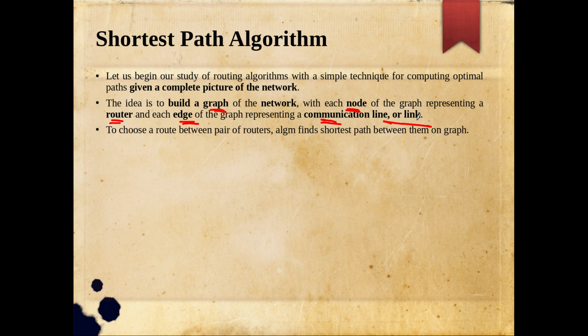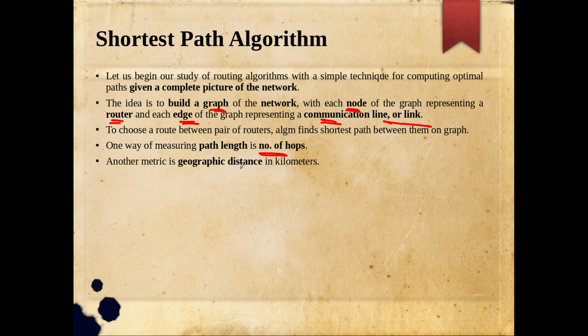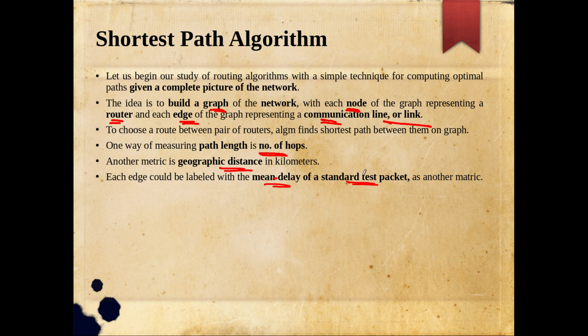To choose a route between a pair of routers, the algorithm first finds the shortest path between them on the graph. And you know how to find out the shortest path in a graph. One way of measuring the path length is number of hops. So the shortest path, that shortest you can measure by means of number of hops. Or you can take the geographical distance in kilometers, so that is another way. Or of course you can consider the mean delay of standard test packet as another metric. All those things we already discussed even.